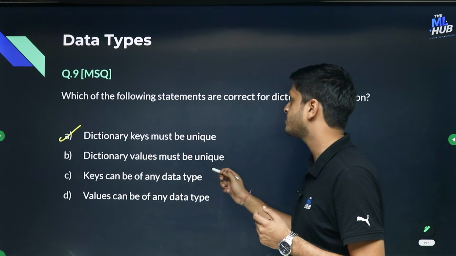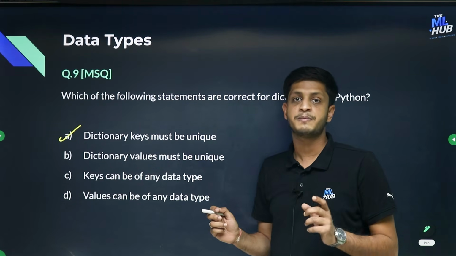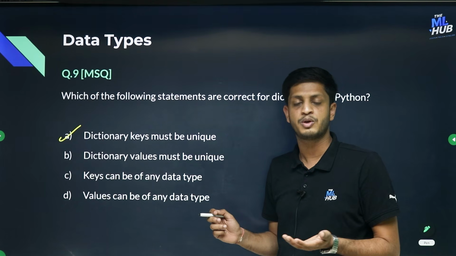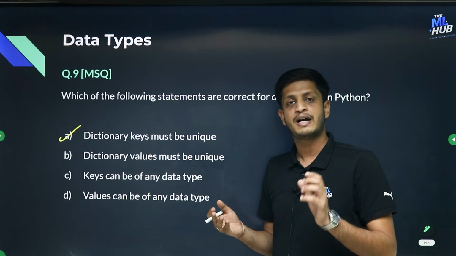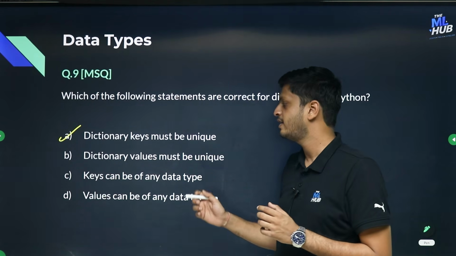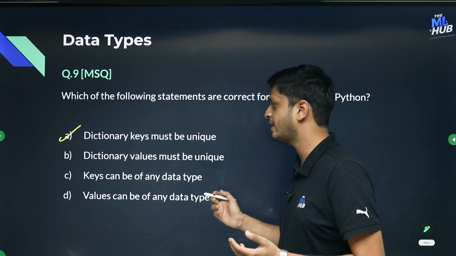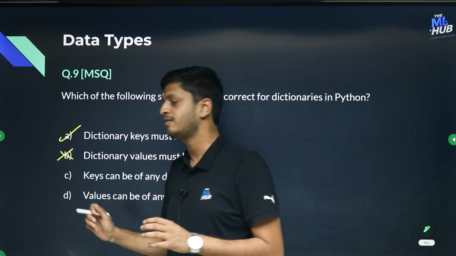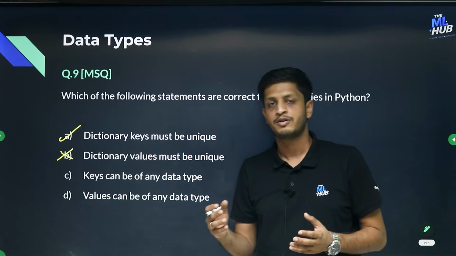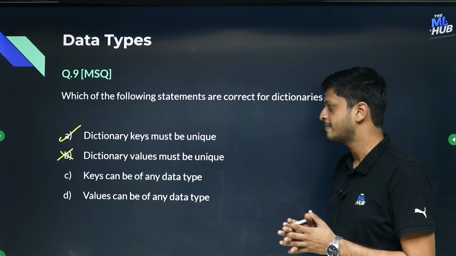Next is dictionary values must be unique. The values in the dictionary must be unique? The values may or may not be unique. Values can be anything and you can duplicate values as well, right? So dictionary values must be unique is incorrect. Dictionary values might be unique, they might not be unique. You might have duplicates as well, that is allowed.